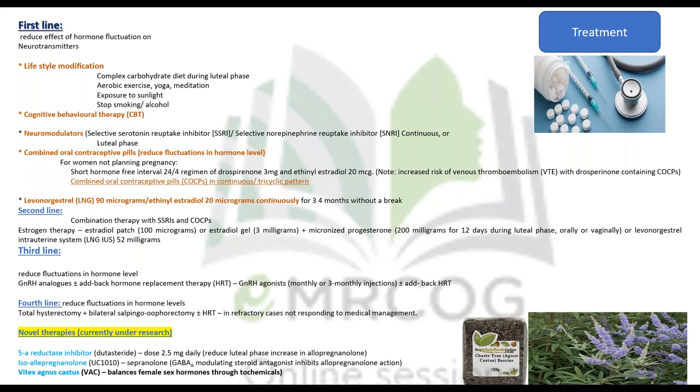So number one, we are trying to reduce the effect of hormone fluctuation on the neurotransmitters by lifestyle modification, like advising the woman to have a complex carbohydrate diet during the luteal phase, aerobic exercise, yoga, meditation, exposure to sunlight, stop smoking and alcohol. So this is easy, lifestyle modification, along with cognitive behavior therapy, CBT. Neuromodulators can be used, like what? Like selective serotonin reuptake inhibitors and selective norepinephrine reuptake inhibitors, either continuously or used in the luteal phase.